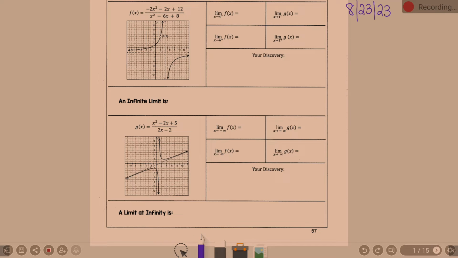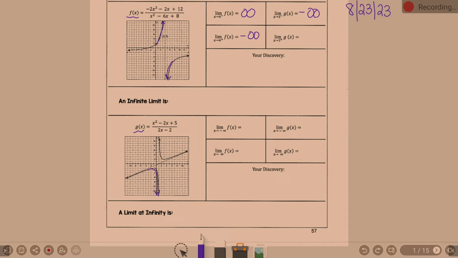So the first one, okay, pay attention. The limit as x approaches 4 from the left of f. Going whoosh. While we're here, let's do the question right underneath it: the limit as x approaches 4 from the right of f of x. Okay, let's go down and do g. The limit as x approaches 1 from the left on g. Negative. Whoosh.